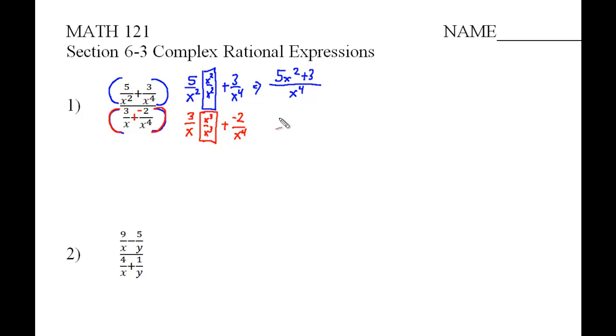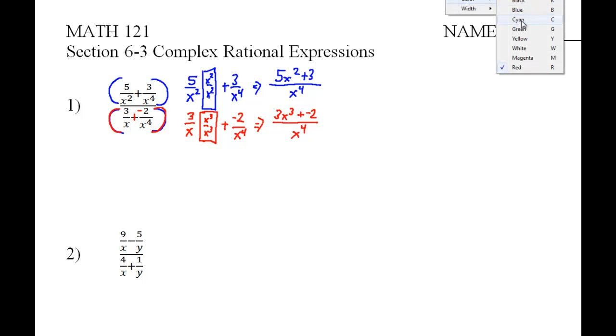And now I put these together. So this is my problem. 3 times x cubed is 3x cubed. And then the plus negative 2, so I'm just going to go plus negative 2, which is the same thing as minus 2. And then what we'll have in my denominator is x to the fourth. Now you'll notice that that was my numerator in blue and my denominator in red.